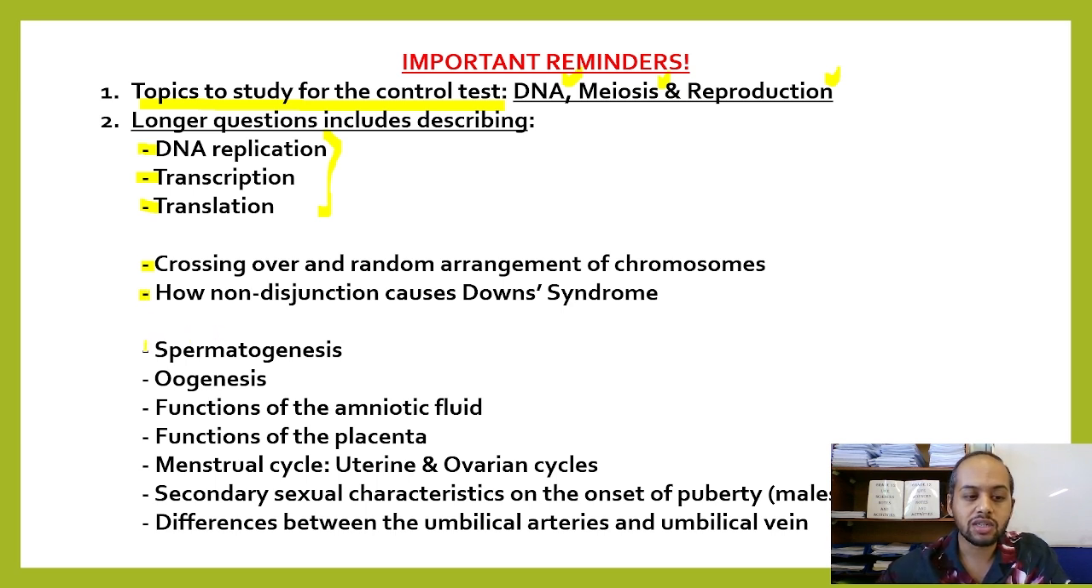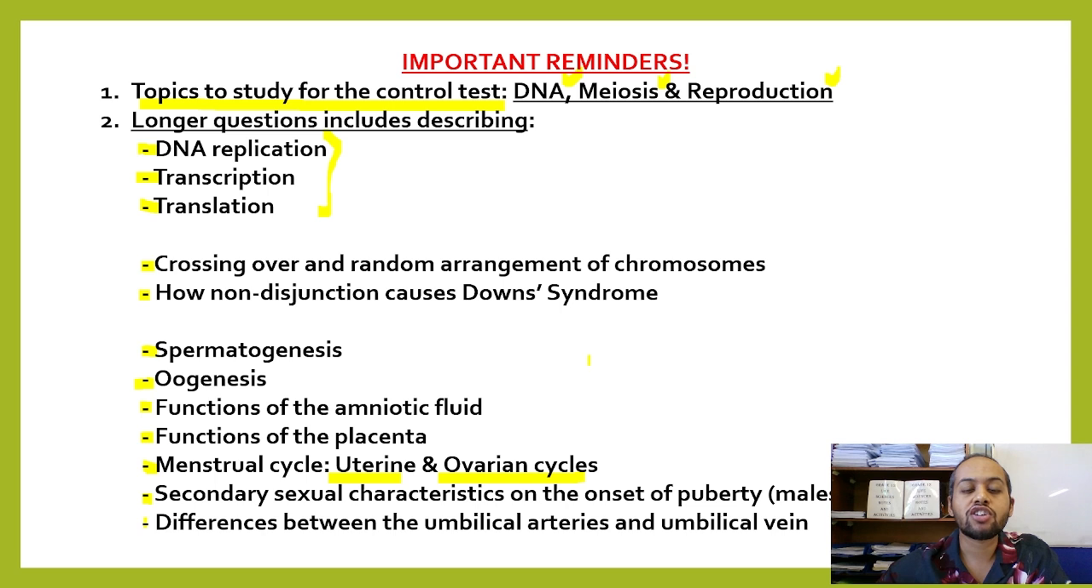Then in reproduction, you need to be able to describe the process of spermatogenesis, the process of oogenesis, the functions of the amniotic fluid, functions of the placenta, the menstrual cycle, which includes the uterine and the ovarian cycles, the secondary sexual characteristics that occur on the onset of puberty, which occurs in both males and females, and then lastly, the differences between the umbilical arteries as well as the umbilical vein.